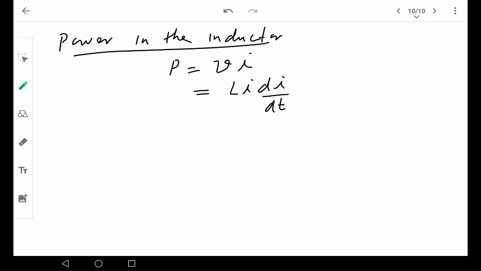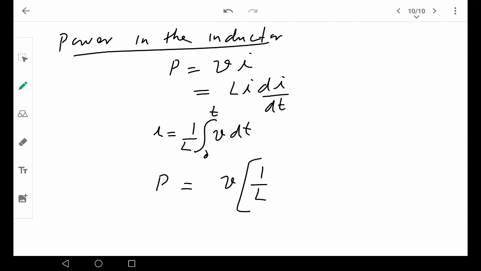And if you don't know I, you substitute I equal to integral 1 by L v dt, right? 0 to t, or t0 to t, right? And you can write power equal to V into 1 by L integral t0 to t V dt plus I t0. That's how you will find out the power. And power is having another equation also.